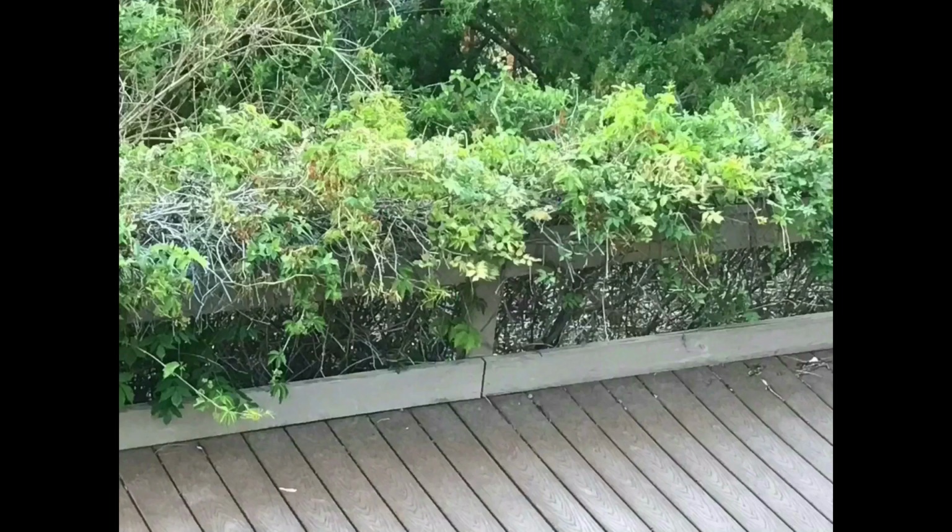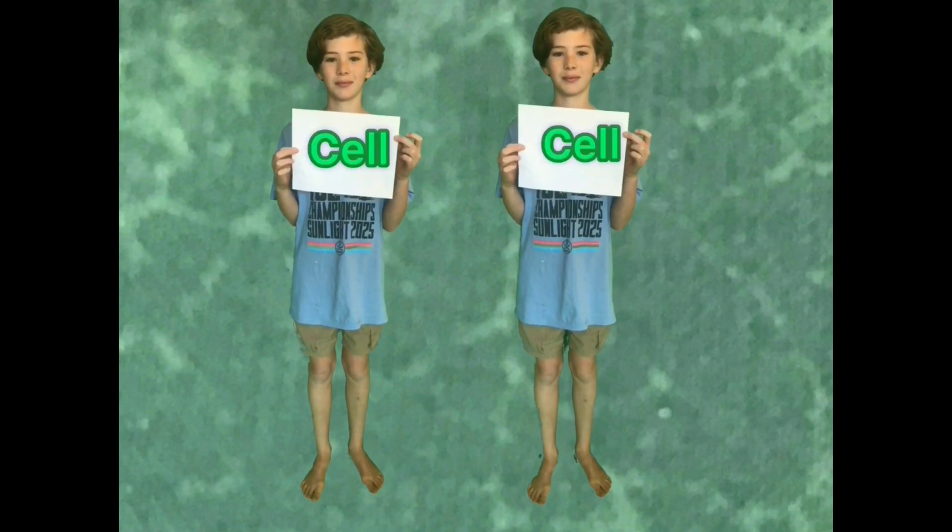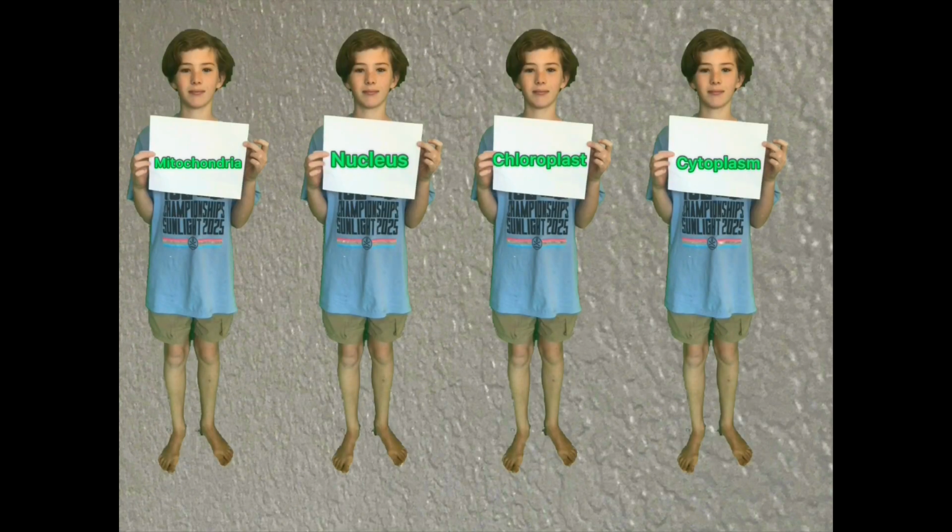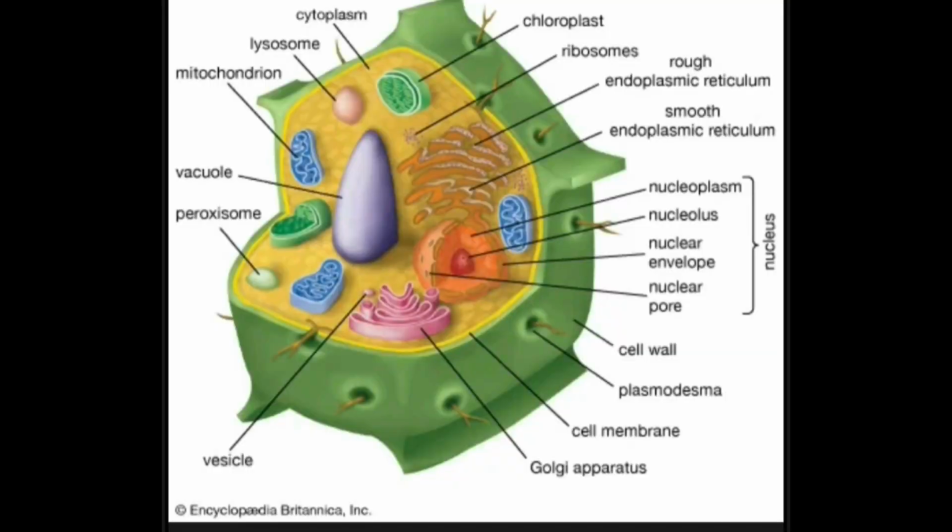Photosynthesis. It all starts with a plant. Inside that plant there are cells, and inside each cell there are mitochondria, a nucleus, chloroplasts, and the cytoplasm. An actual plant cell wouldn't look like this. It would look more like this.